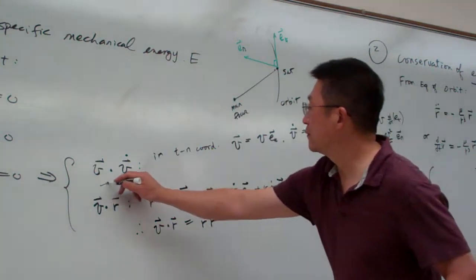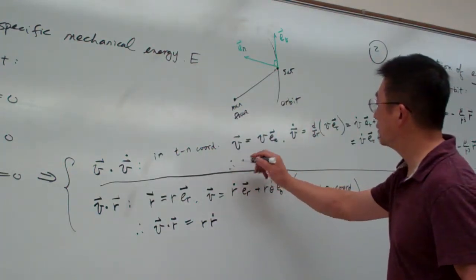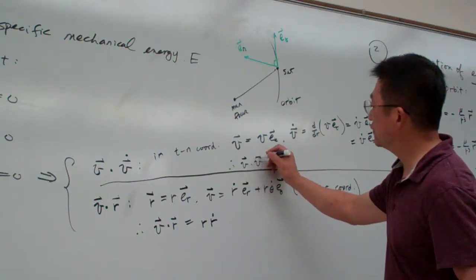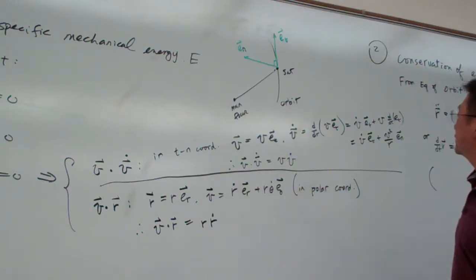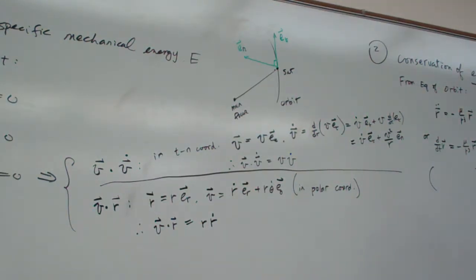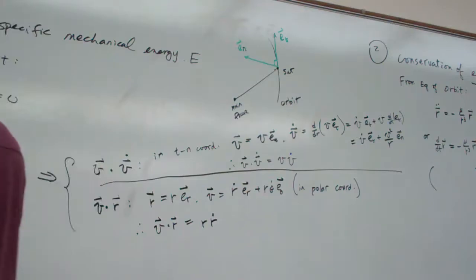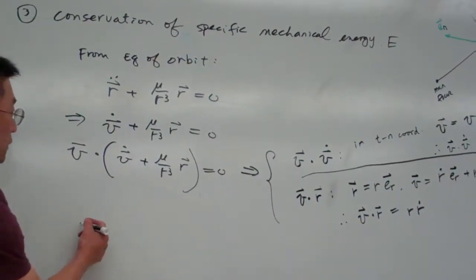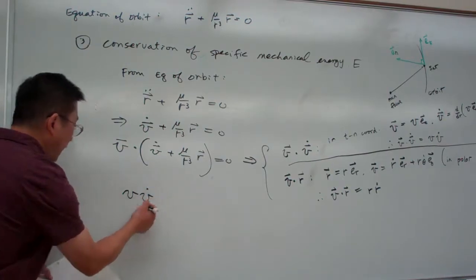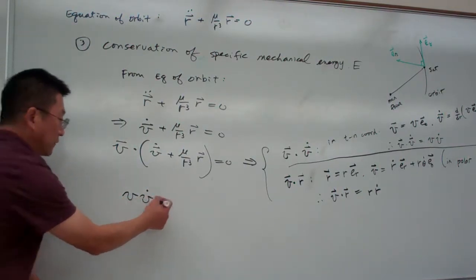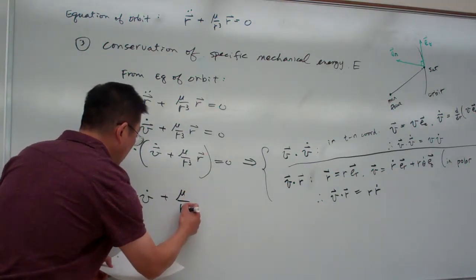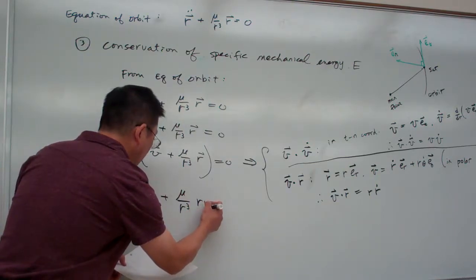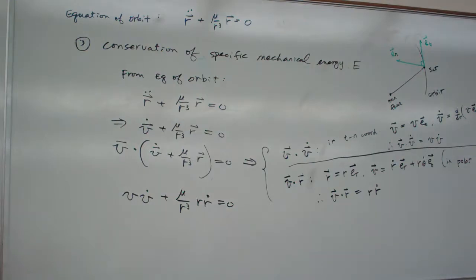So therefore, from here we have v dot v velocity. This one is v. So we plug in here. So now this one can be derived. The first term is v times the magnitude of velocity multiplied with the magnitude of acceleration, plus mu over r cubed r dot r equal to 0.